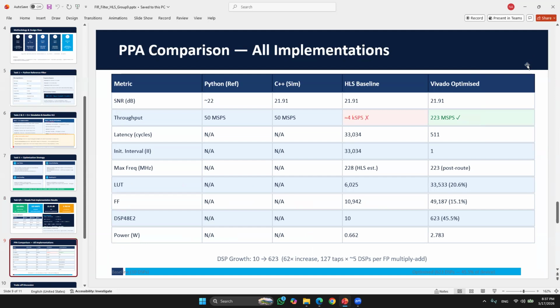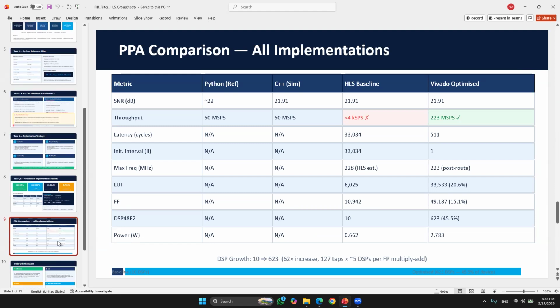On throughput, the baseline gave us 7,000 samples per second. The optimized design gave us 223 million. That's roughly 32,000 times improvement just from restructuring the sample algorithm. On resources, LUTs grew 5.6 times, flip-flops 4.5 times, and DSP jumped 62 times from 10 to 623, and the power went from 0.662 watts to 2.783 watts, about 4.2 times. That's the real cost of going from sequential design to a fully parallel one. Next page, please.